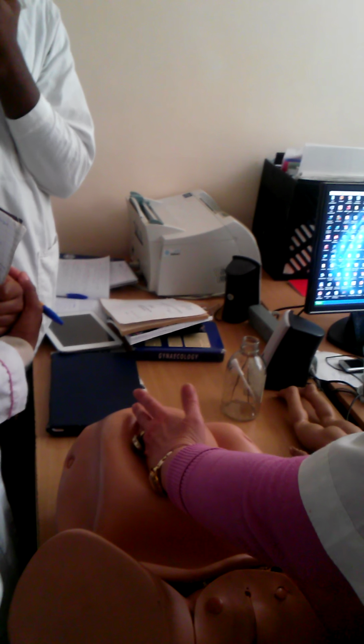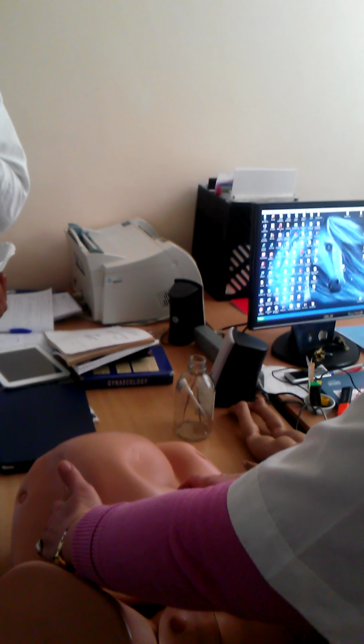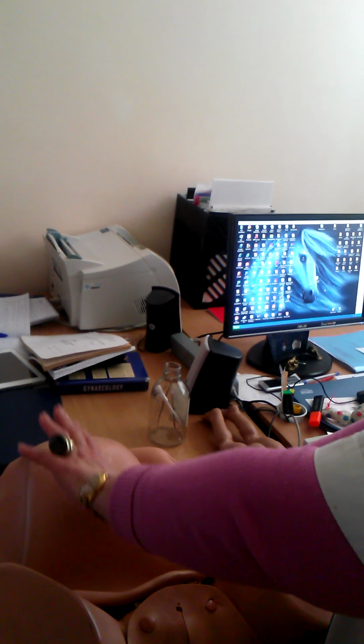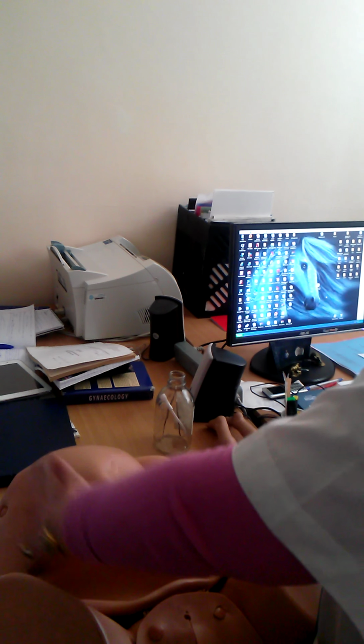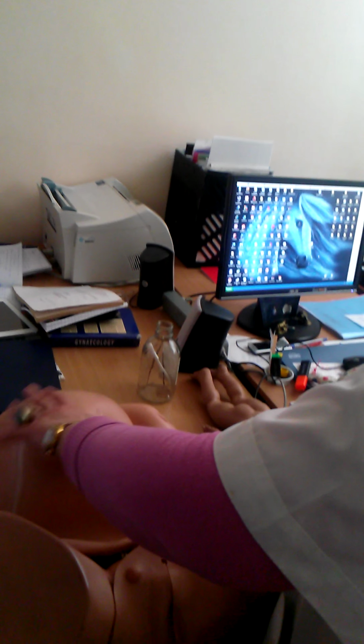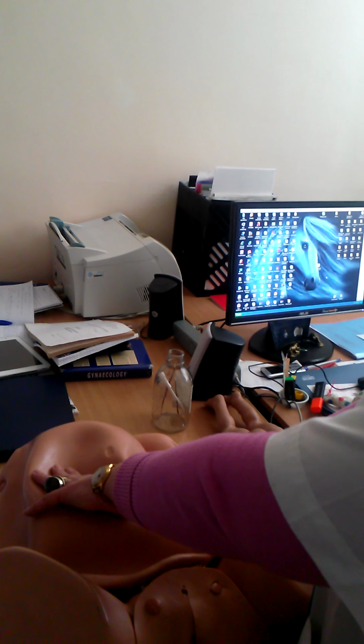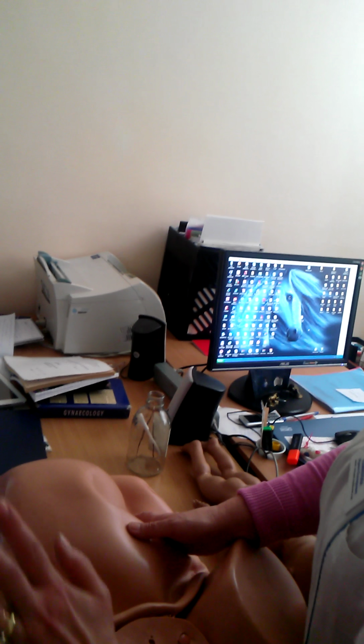You made it. The second Leopold maneuver, you understood that there is longitudinal lie. The back is found on the right side, turned to the right and anteriorly, means second position or anterior type of position. Or you may suspect that it is right occipital anterior presentation according to the rules.